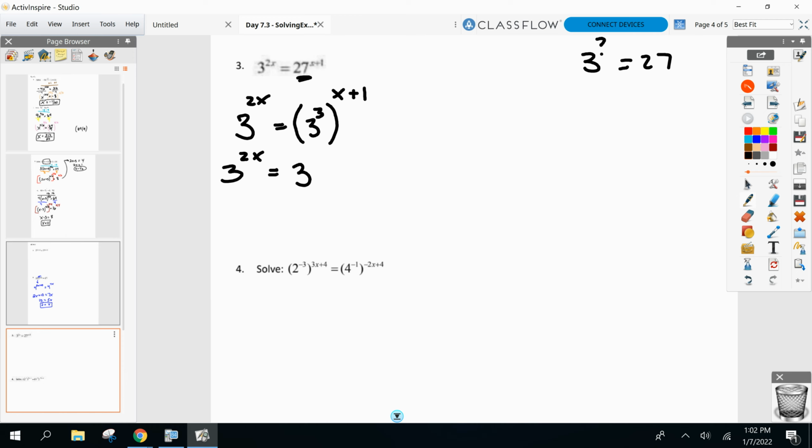3 to the 3x plus 3. Make sure you distribute all the way across. And now we're in business. 2x equals 3x plus 3. I'll let you guys move over everything. Oh, geez, negative x. We don't want to leave it like that, though.